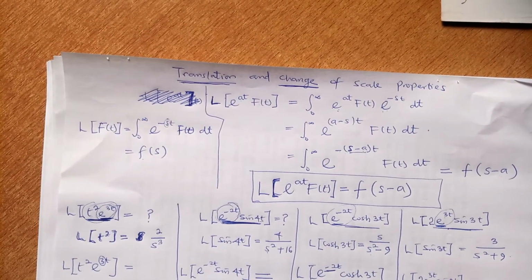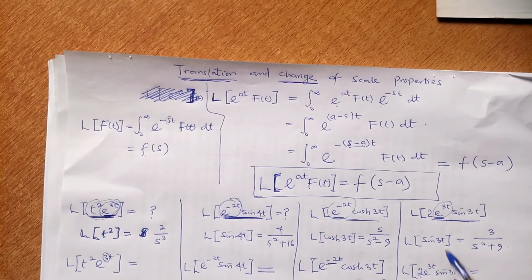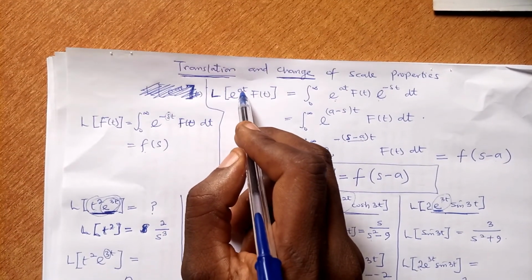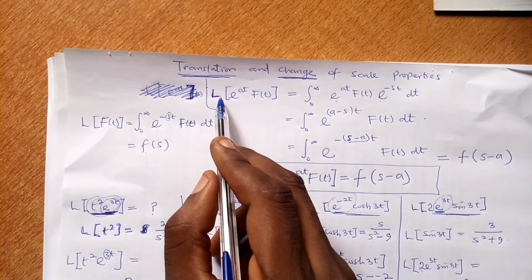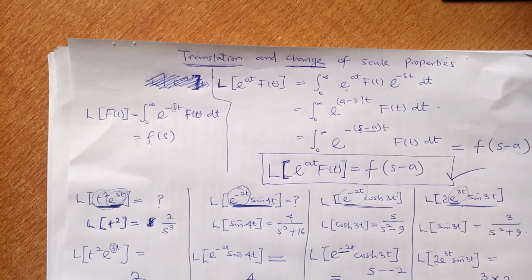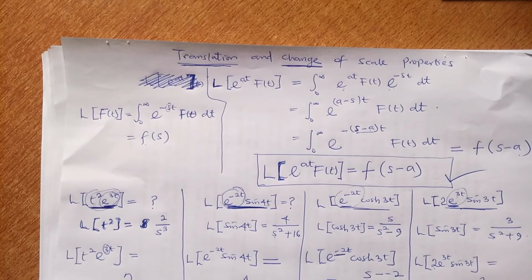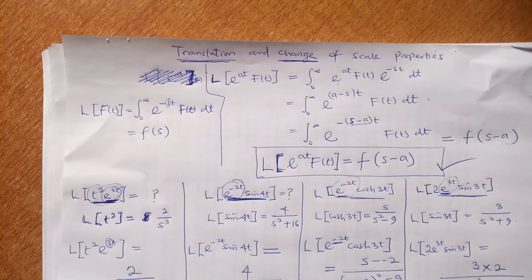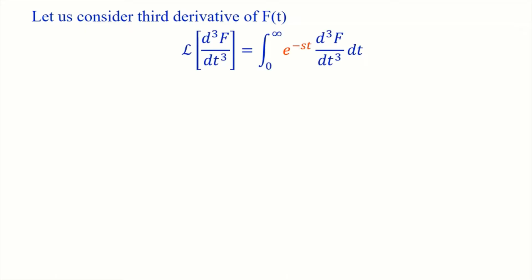So the only thing now is that you need to make sure that, because here, if we have e to the at, from here we can say that the Laplace transform of e to the at f of t is equal to f of x minus a. So this is what we call translation and change of scale properties. Let's continue. Next is to show you the Laplace transform of the third derivative.